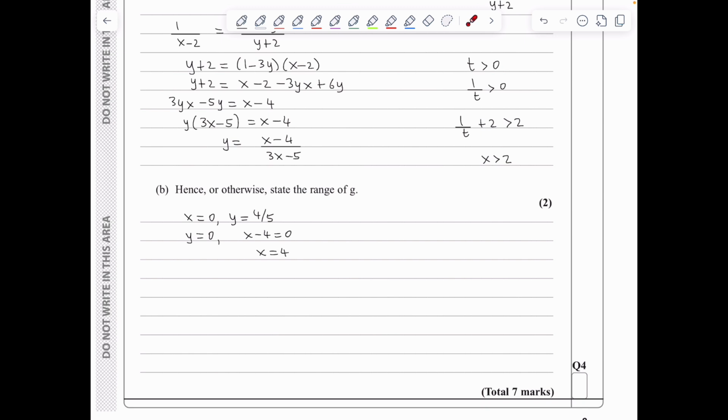Now, seeing that this expression corresponds to a reciprocal function, it means that we've got both a horizontal and a vertical asymptote. So for the asymptotes, I start by considering the value of x that will lead to division by 0. So we've got 3x minus 5 is equal to 0, leading to x is 5 over 3, which is the equation of the vertical asymptote.